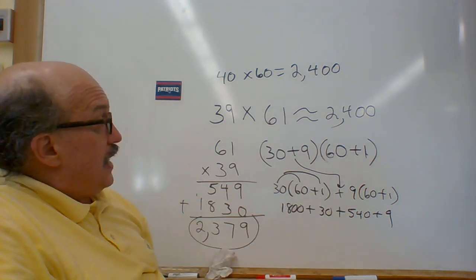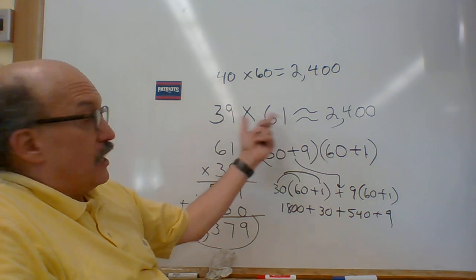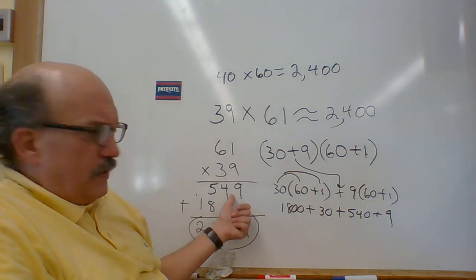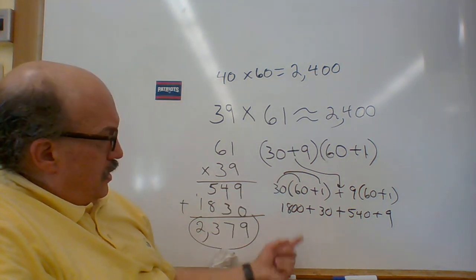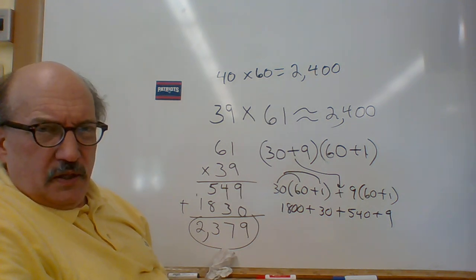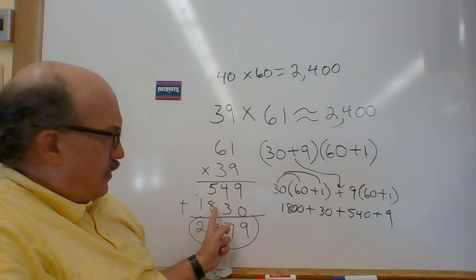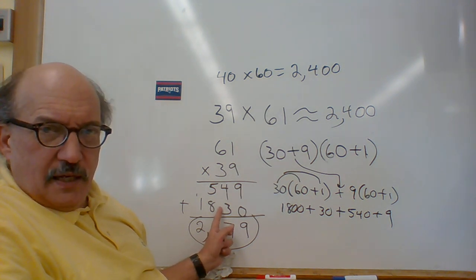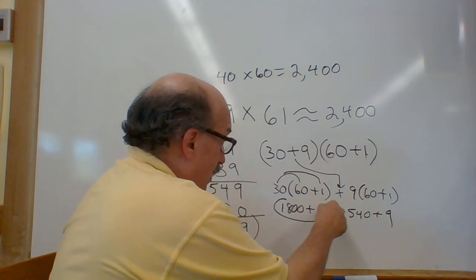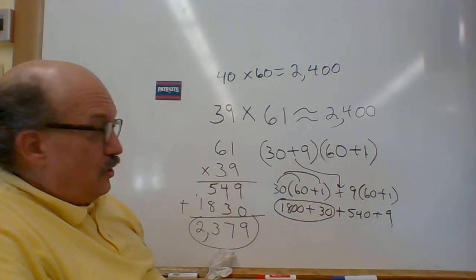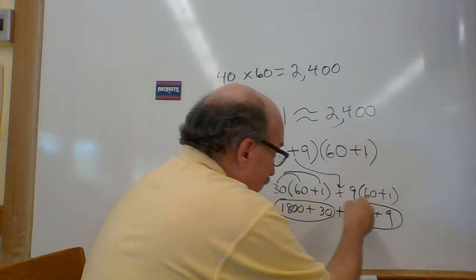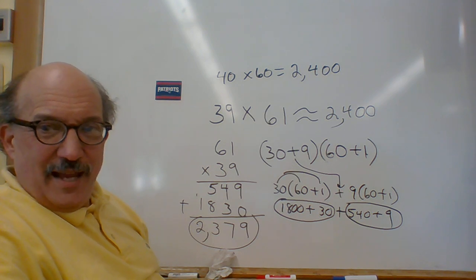Those 4 numbers added together will be 39 times 61. But rather than add 4 of them together, let's look back over here at the standard multiplication algorithm. You see that 1800 plus 30? Do you see that anywhere else on the board? It's right there. That 1830 that we got through the standard multiplication algorithm is right there, 1800 plus 30. And the 549 that we got here, there it is. Same answer.